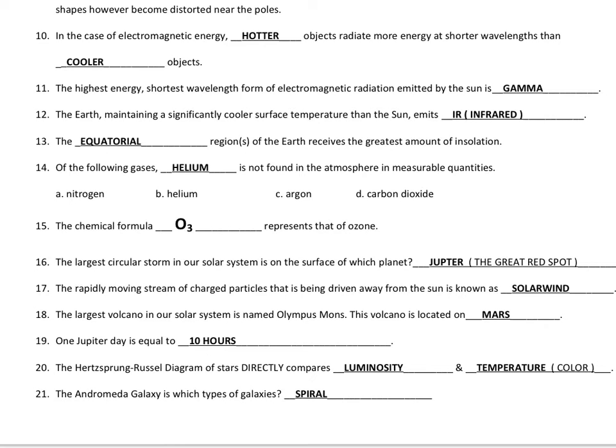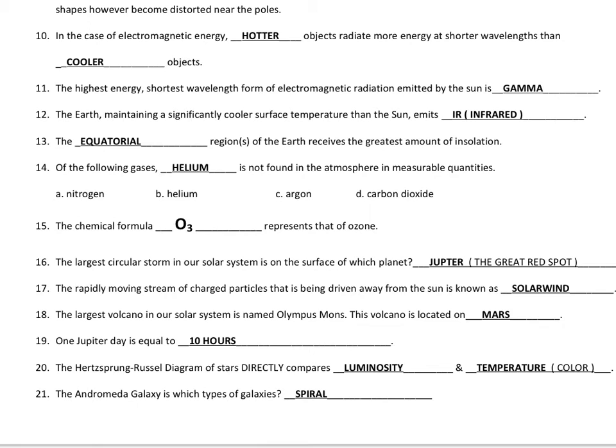The rapidly moving stream of charged particles that is being driven away from the sun is known as the solar winds. So remember, solar flares are going to blast out charged particles, and that makes the solar wind. When those solar winds interact with Earth's magnetic field and the ionosphere, we see them as auroras.